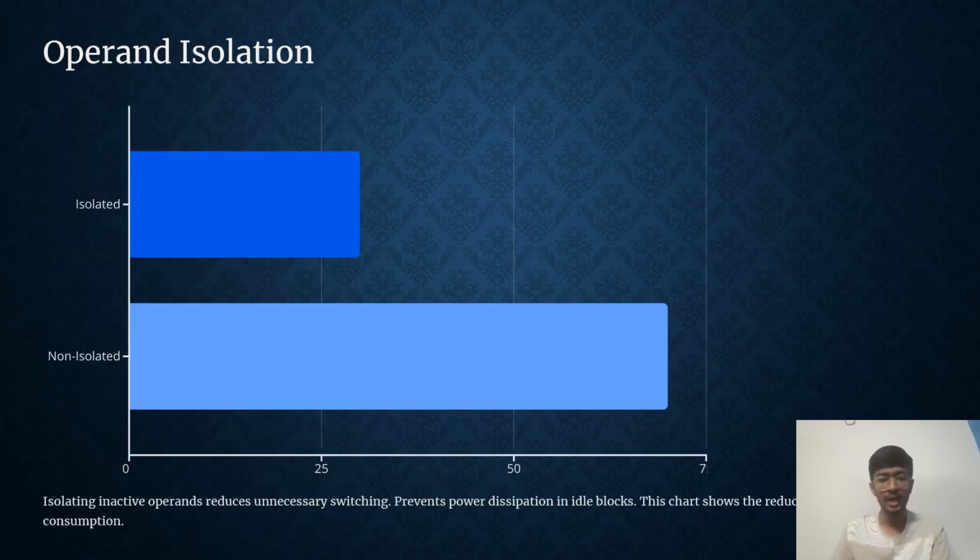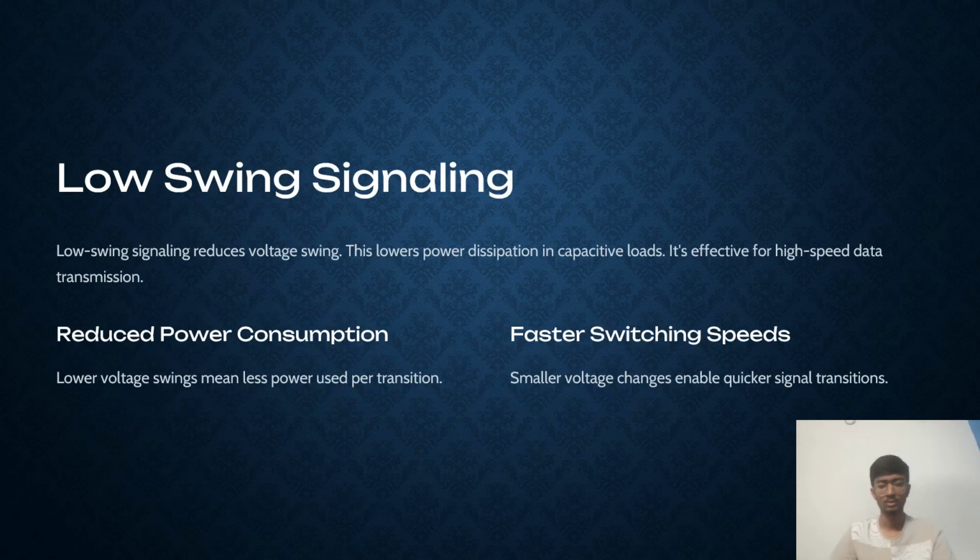Now, operand isolation. Operand isolation is a technique used in computer programming to separate and isolate individual operands within an expression or equation. Operand isolation can help improve code readability, maintainability, and debugging.